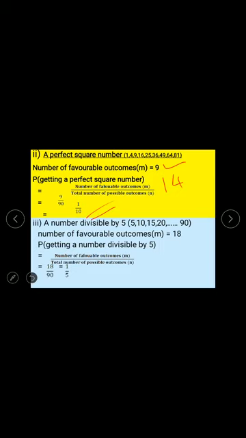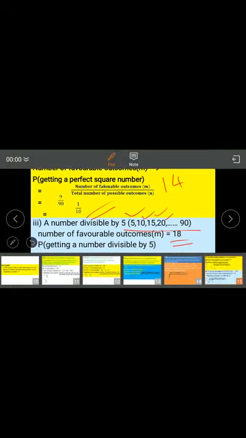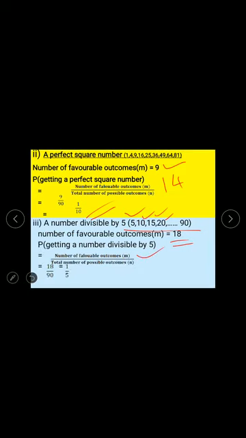Then a number divisible by 5. Which are the numbers divisible by 5? You can just count: 5, 10, 15, 20, 25, 30, 35, 40, 45, up to 90. Count it. Just write and count it. There are 18 numbers. So the number of favorable outcomes will be 18. So the probability of getting a number divisible by 5 is the number of favorable outcomes by total, 18 by 90.